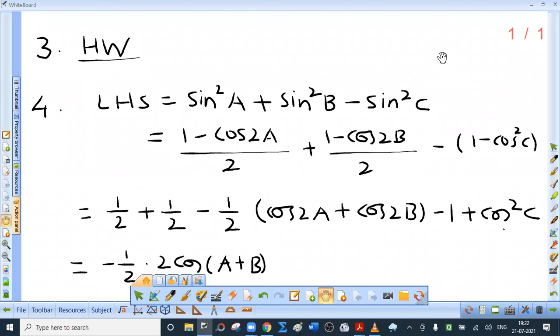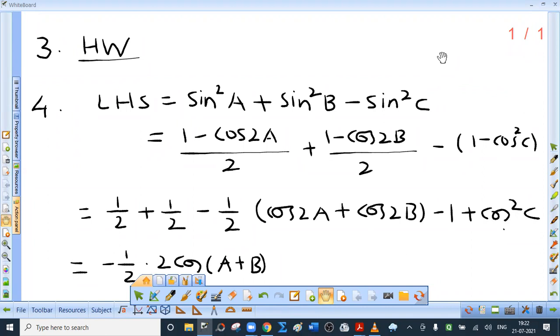Third sum you have to try at home. If you want, I can give you the hint. Begin with LHS, cos A plus cos B. Again, apply that formula. And what is cos C? 1 minus 2 sine square C by 2. Why? Because we need sine C by 2 in the answer. That is why. And proceed.